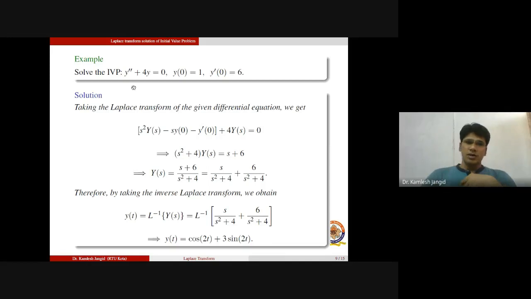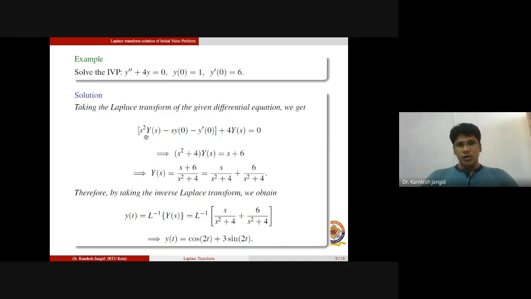So solve this initial value problem, y double prime plus 4y equals 0, where the initial condition y at 0 is 1 and its derivative is 6. To solve such types of problems, first we take the Laplace transform of the given differential equation, and let us represent the Laplace transform of the dependent variable y as capital Y. So the Laplace transform of this first term, it means the Laplace transform of the second derivative. It means put n equals 2 in the Laplace transform of the nth derivative relation.